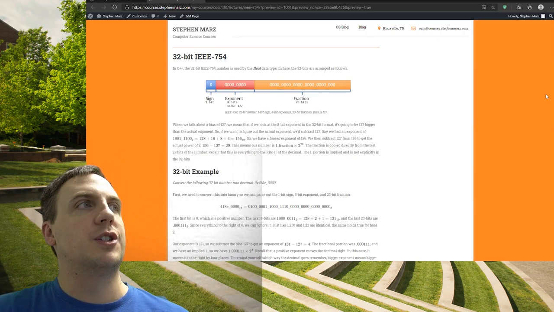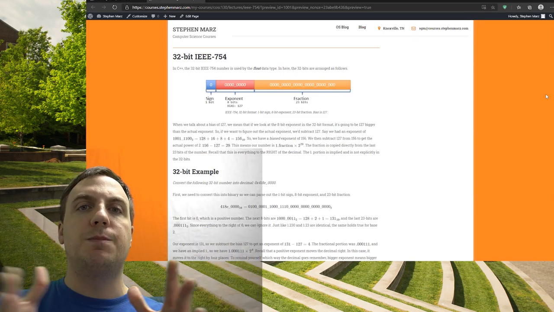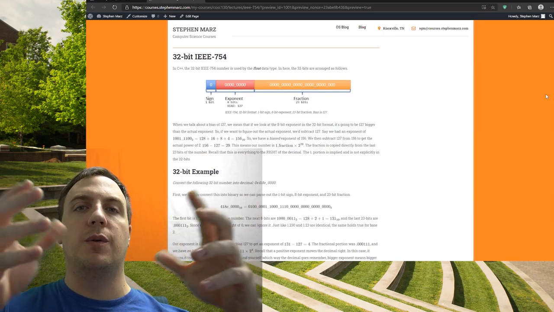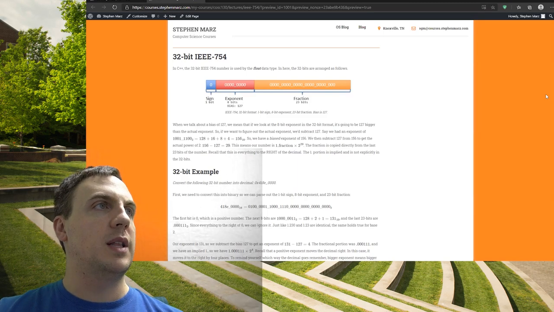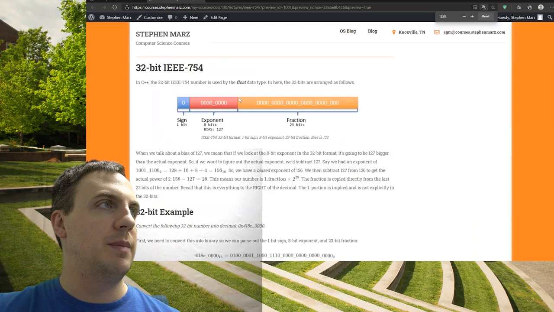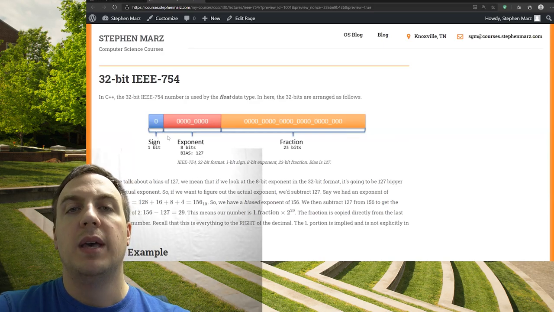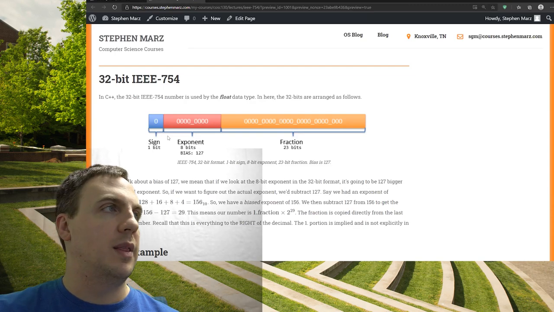Taking a look at your screen, you can see that we have those three components, and it's basically which bits feed to what. It's still a 32-bit number, but now we're breaking that 32-bit number up into three components. If you look at this graphic, you can see the sign comes first, and that's only one bit. If it's a zero, it's positive. If it's a one, it's negative. No two's complement, nothing like that.